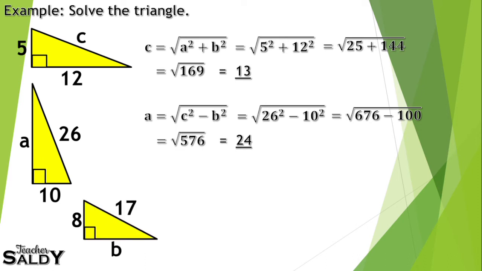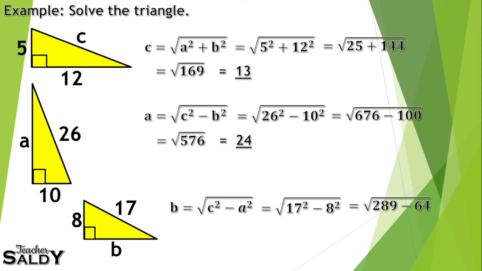This is the last example. How about if B is missing, or the base? We take the formula for base, which is equal to square root of C squared minus A squared. Substituting the value of C, we have 17, and A, which is equal to 8. So, that equals square root of 289 minus 64. We get square root of 225, which is equal to 15.